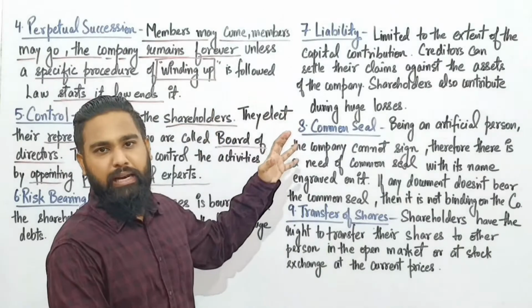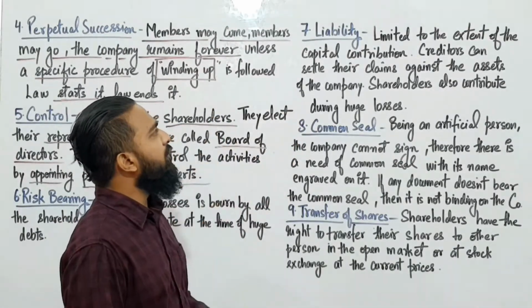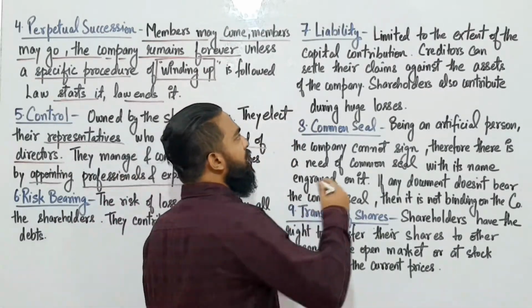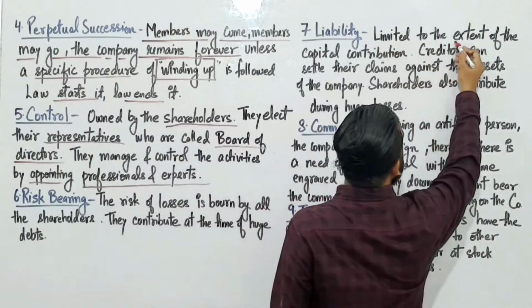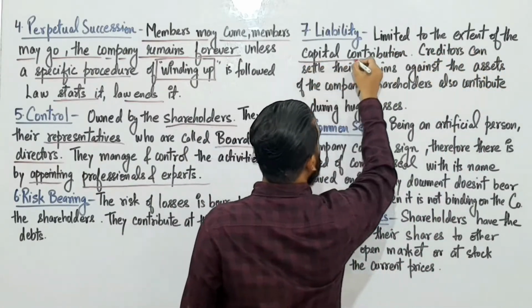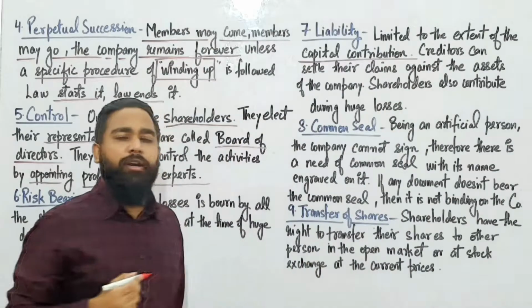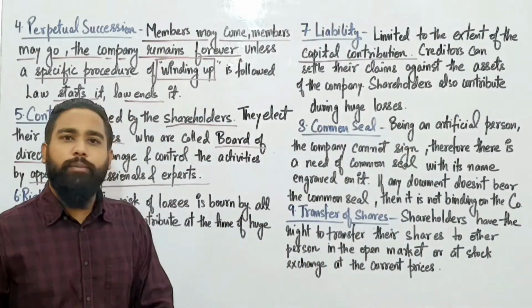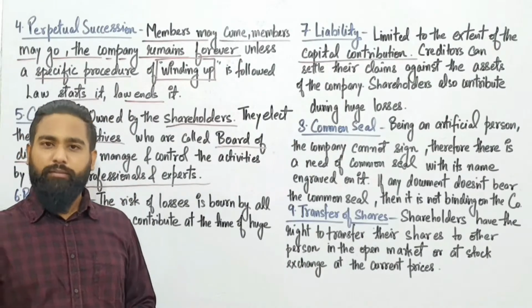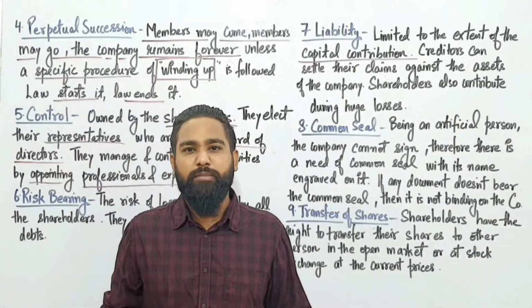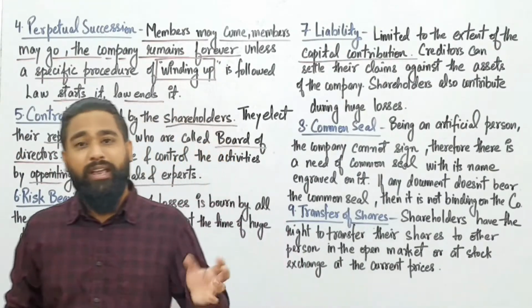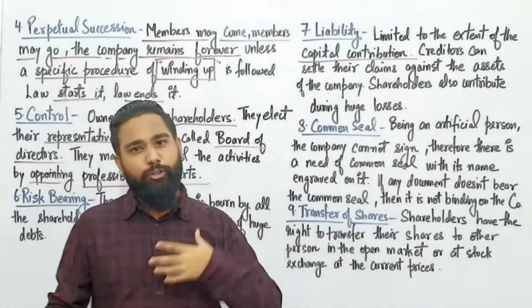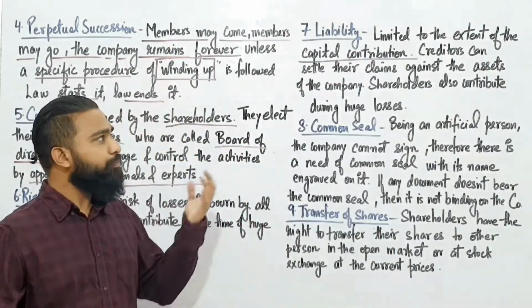Now the seventh one is liability. Liability in all cases is to the extent of the capital contribution. How much is the shareholder liable? Up to the extent of their capital contribution. Suppose I have invested 10% of the total capital contribution, then the liability will also be 10% for me.